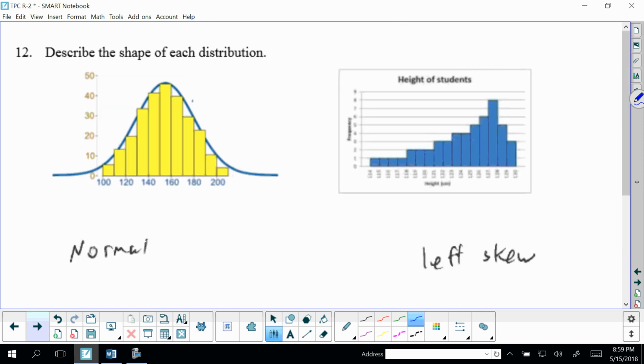And describe the shape of each. The one on the left would be a normal distribution, and the one on the right would be a left skew.